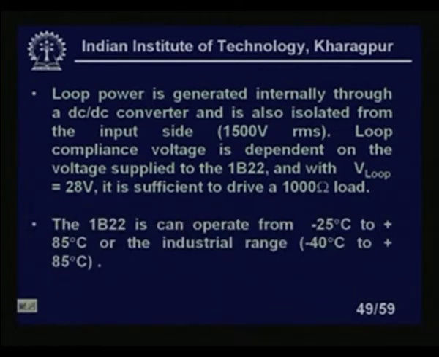It can operate over a very wide temperature range. Two types of chip are available. One is for commercial, which is minus 25 degree centigrade to 85 degree centigrade. Industrial range is minus 40 degree centigrade to 85 degree centigrade.